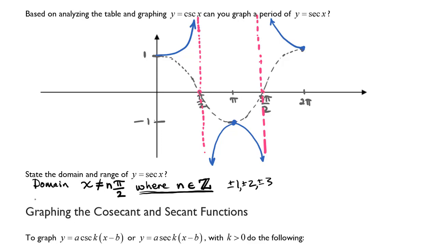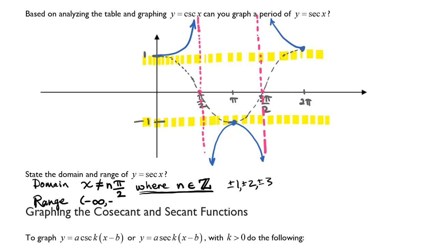The range for the secant function would be anything from 1 or higher and anything below or equal to -1. So we can write our range as -infinity to -1, union 1 to infinity.